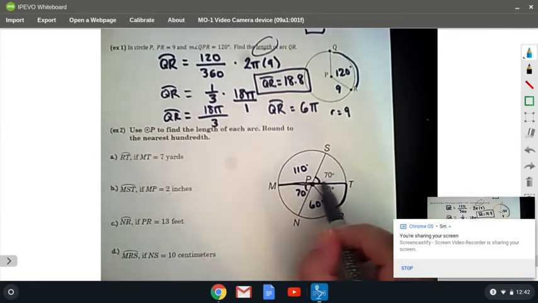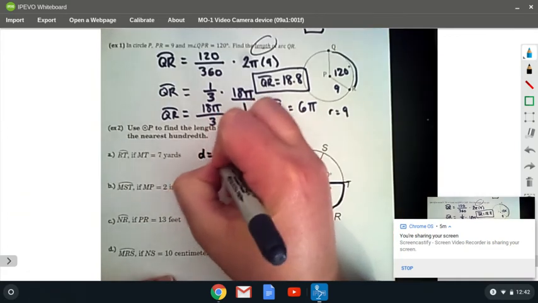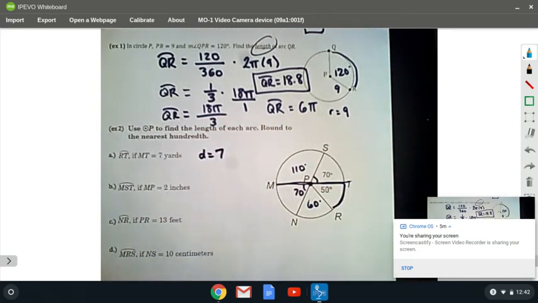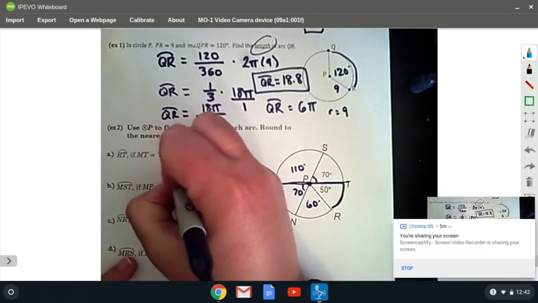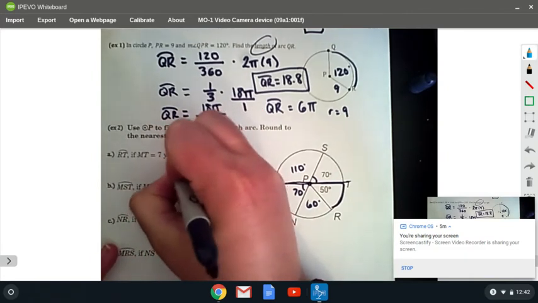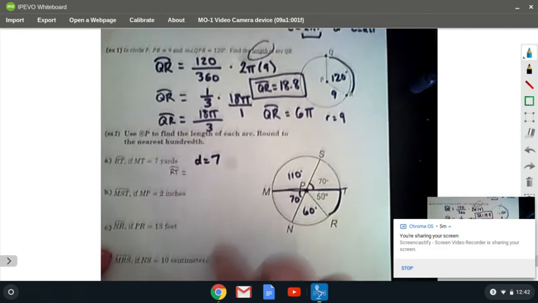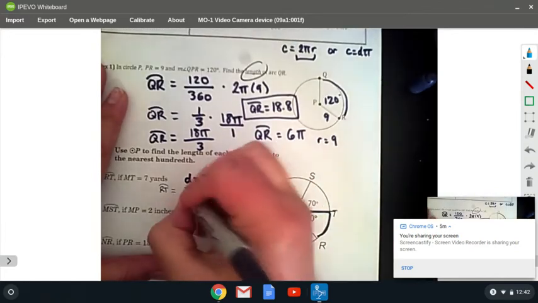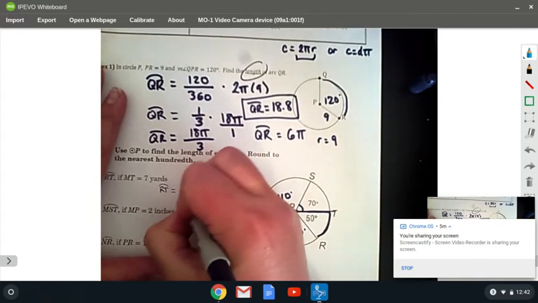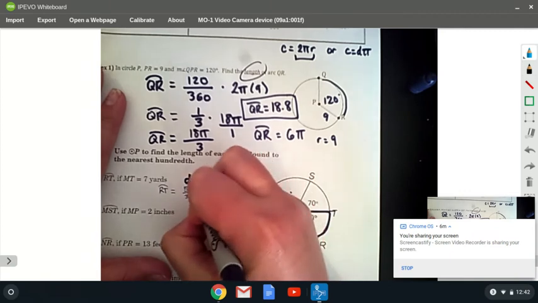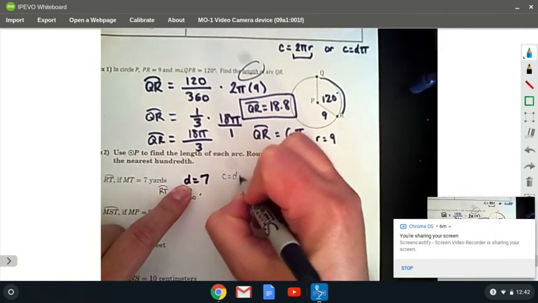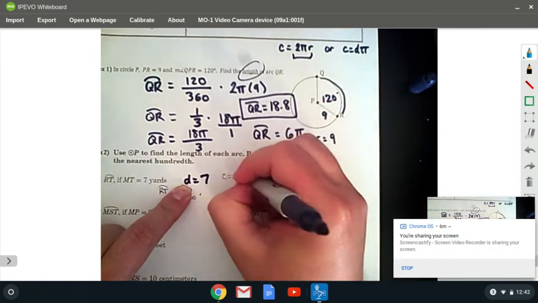So MT is a whole diameter. So they're saying diameter equals 7. Okay. So now let's plug into our formula. I'm going to use my lighter pencil here. So we're trying to find arc length RT. The first thing we should be plugging into the formula is the measure of the arc. So the measure of RT is 50 over our usual 360 times circumference. We have D, we have diameter, so we're going to use D pi.